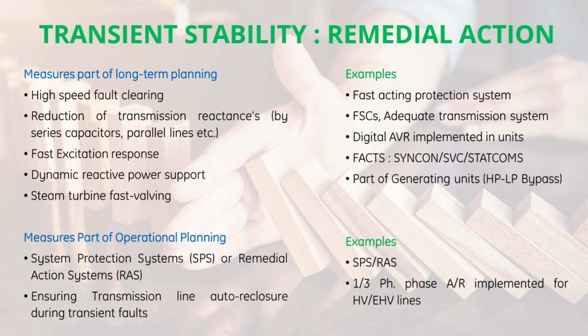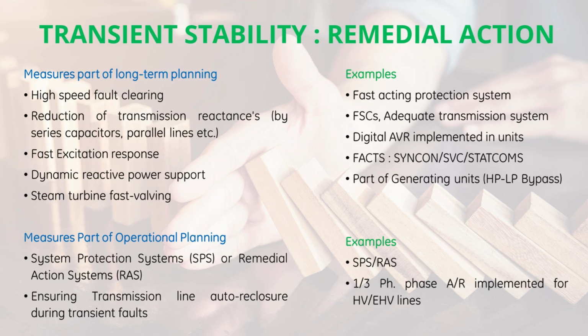The mitigation measures split into long-term planning and operational planning. Okay, long-term planning. This is about building a robust system. Things like installing high-speed protection relays and breakers to clear faults faster. Reducing transmission reactance, more lines, series capacitors, makes the grid stiffer, improving power transfer during swings. Using generators with fast-acting excitation systems, AVRs, helps maintain voltage during disturbances. Dynamic reactive support from STATCOMs, SVCs, also helps voltage. And specific turbine controls like fast valving can quickly cut mechanical input power for a moment.